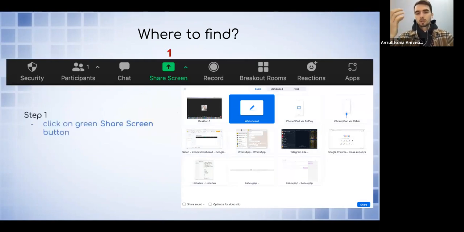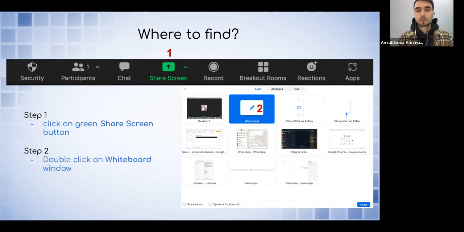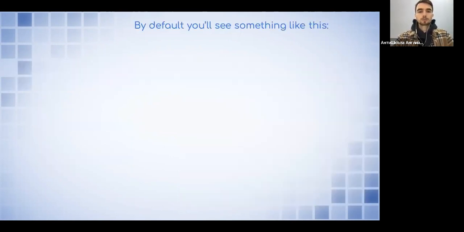So step number 1: when we start the meeting, we click on the share screen button. This is number 1, the green one. Then a window pops up with the possible windows to share, and one of them is the whiteboard. So you double click on the whiteboard window. That's basically what will happen, and it's pretty simple.